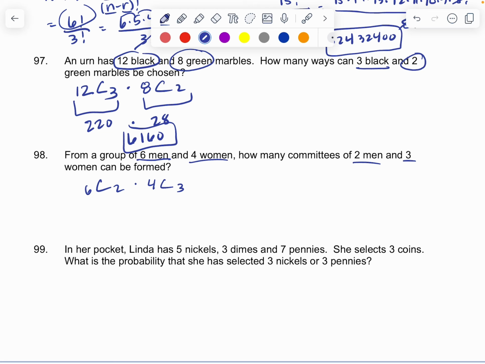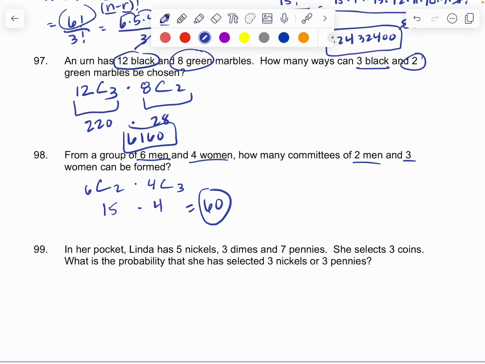So putting that into your calculator, so 6. Wow, I started graphing something. That's interesting. Okay, so 6 and then math, probability, and then nCr, 6 choose 2. That ends up being 15. And then 4 choose 3. So 4, math, probability, nCr, and 4 choose 3. I got 4. So you guys, 15 times 4, I can do that in my head, it's 60.